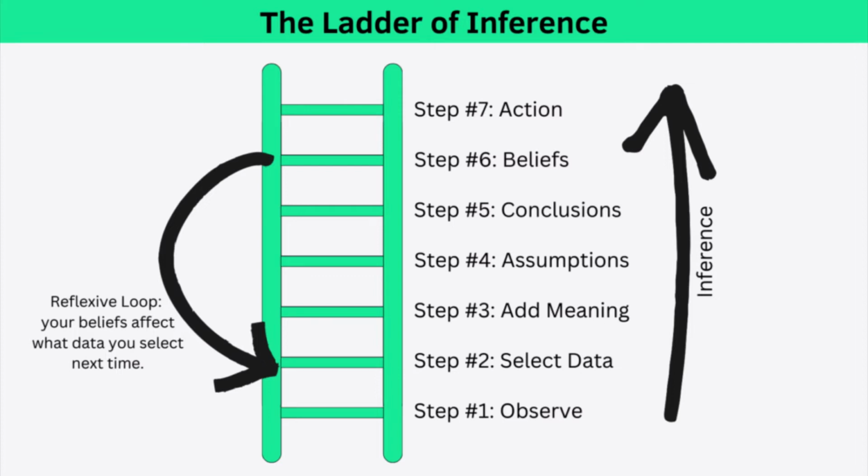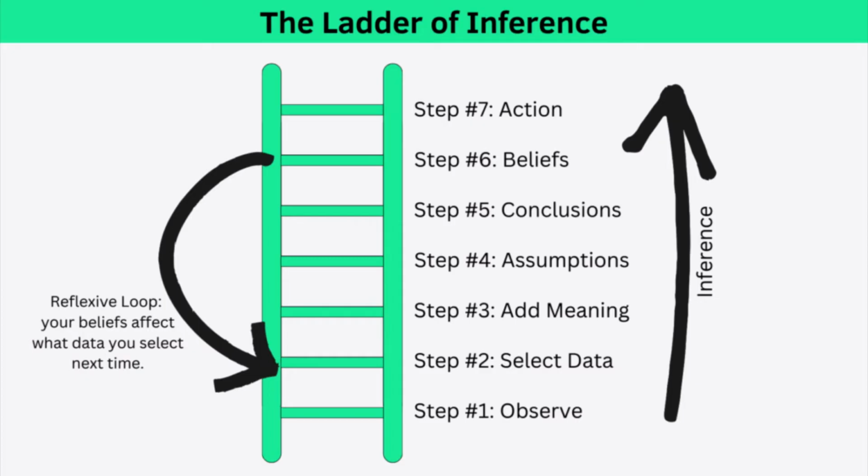So step 1 is observe, where you observe the world around you, the reality and facts of the situation. In step 2, you filter out the data you think is irrelevant to your situation. So you essentially cherry pick what's important based on your beliefs and experience. In step 3, you interpret your selected data by adding meaning to it.